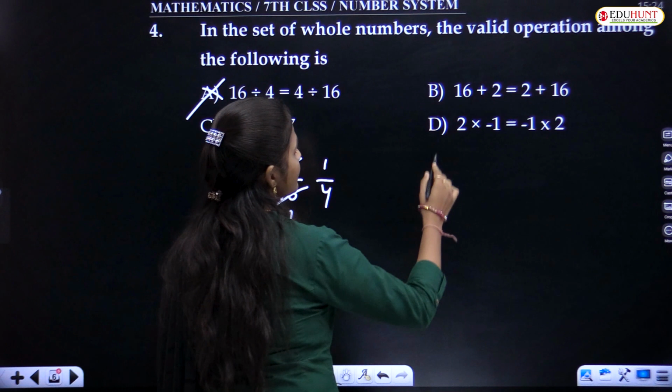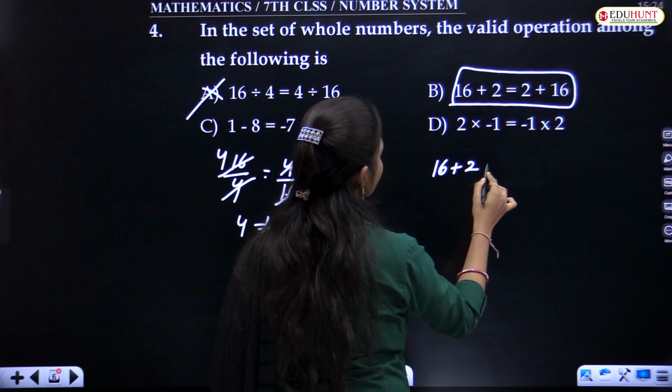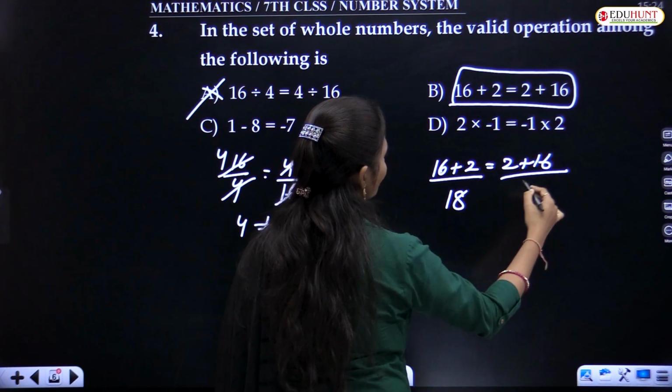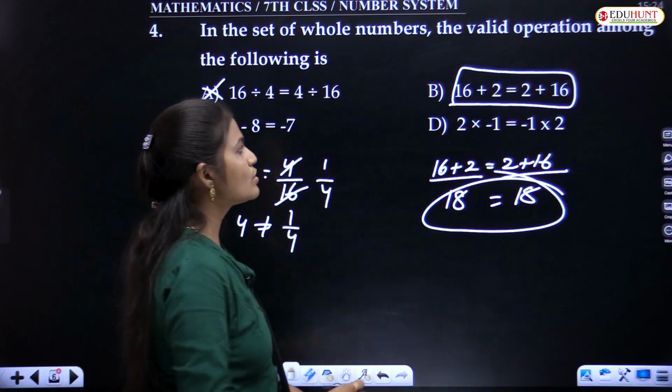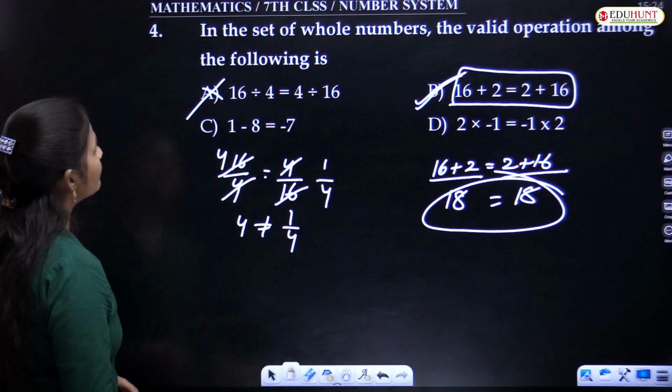Next, this is under addition. 16 plus 2 is equal to 2 plus 16. 16 plus 2 is 18, and 2 plus 16 is 18. So LHS is equal to RHS here, so this is satisfying. Next, let's see another one.